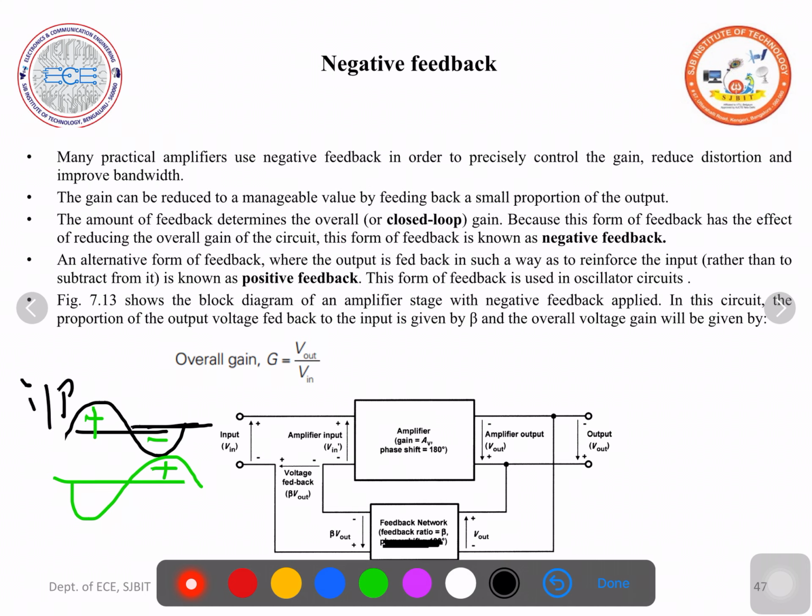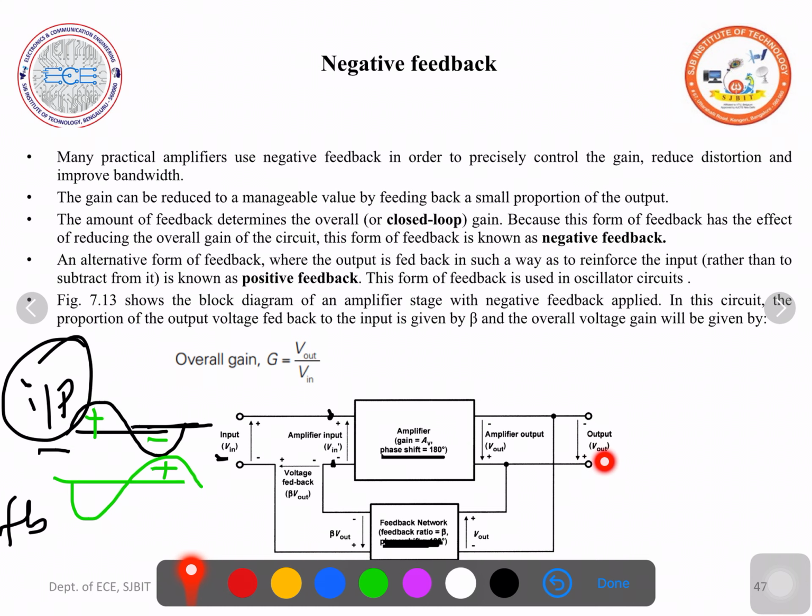So this is the input signal. This is the feedback signal. So there is a phase shift of 180 degrees. If the waveforms are like this, they do not aid each other, they oppose each other, and the feedback signal will get subtracted from the input signal. Input signal minus feedback signal. So the effective input to this amplifier, that is V in dash, will be less than this V in. So input drops. If the input drops, the output also drops. So the voltage gain AV definitely reduces. So in the negative feedback, the voltage gain reduces.